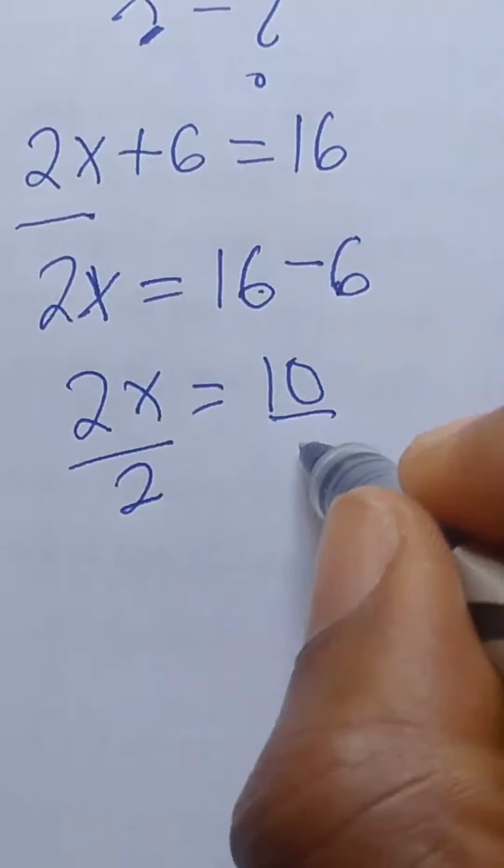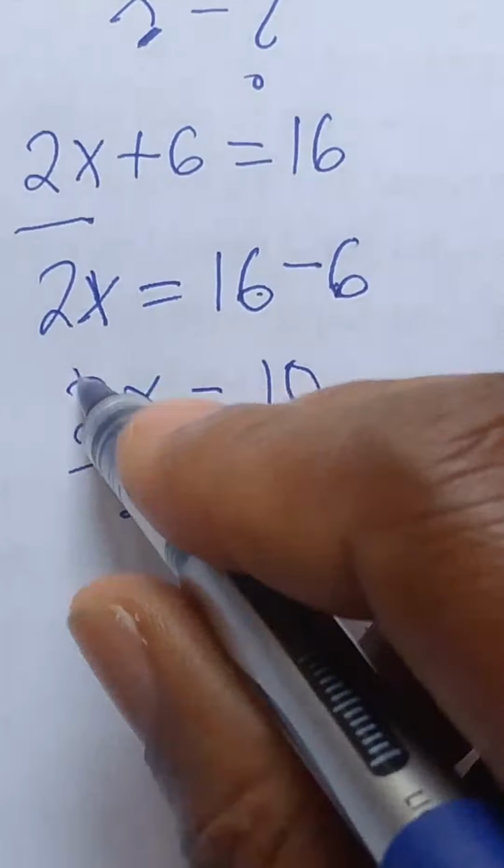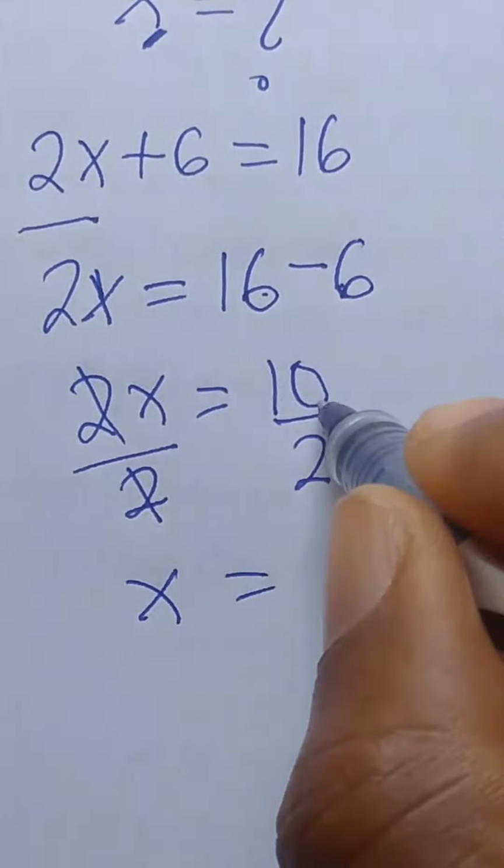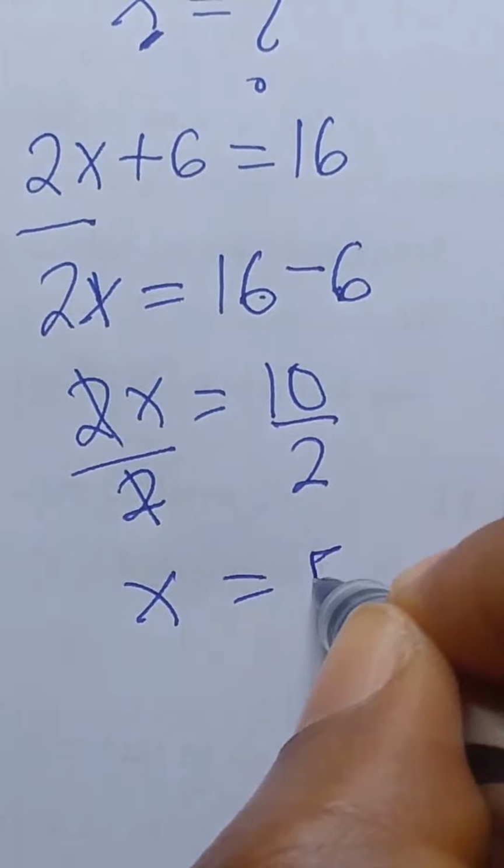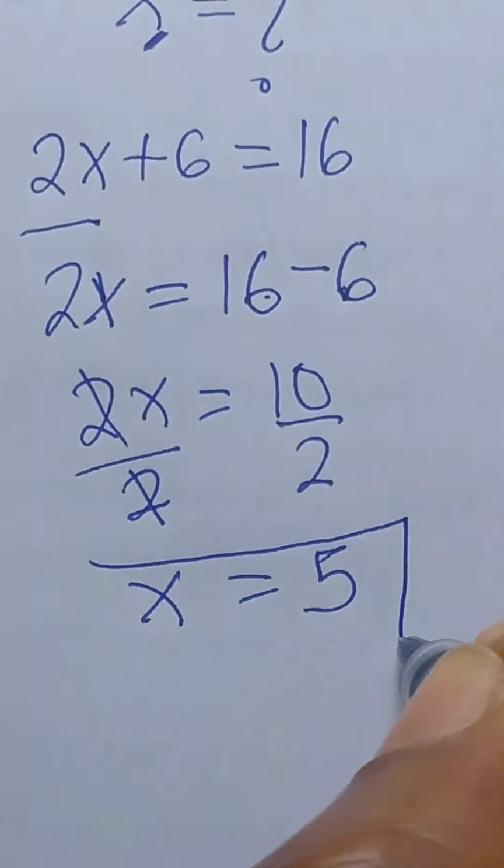Divide both sides by 2. 2 will cancel 2 and we have x. 10 over 2 is equal to 5. So our x is equal to 5.